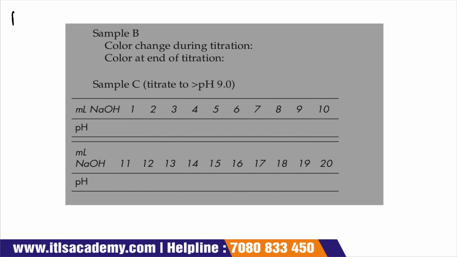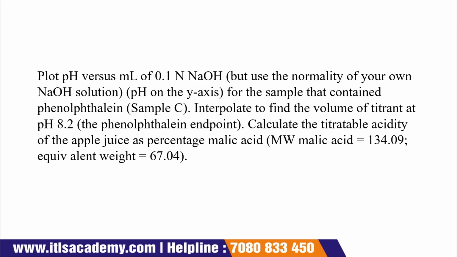Now the next one is for apple juice, that is our sample B. Okay, now in this case we have to observe the color change during the titration and the color change at the end, and here we put all the values and see the pH will be less than 9.0. This is how we do the calculation for apple juice.